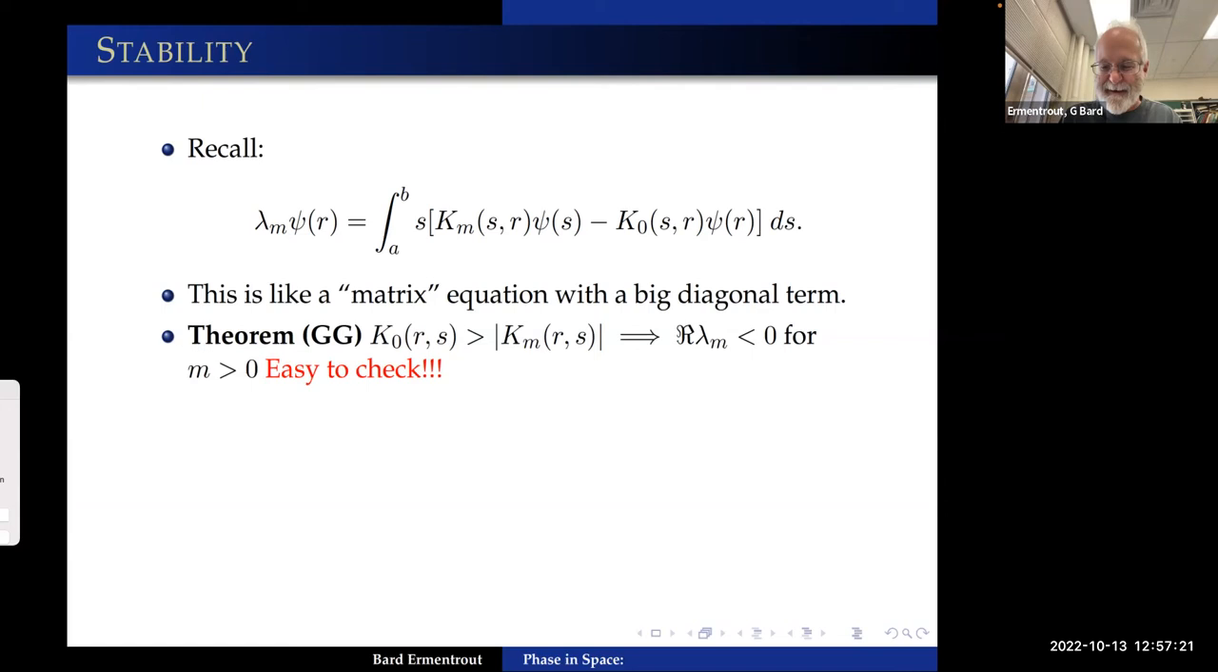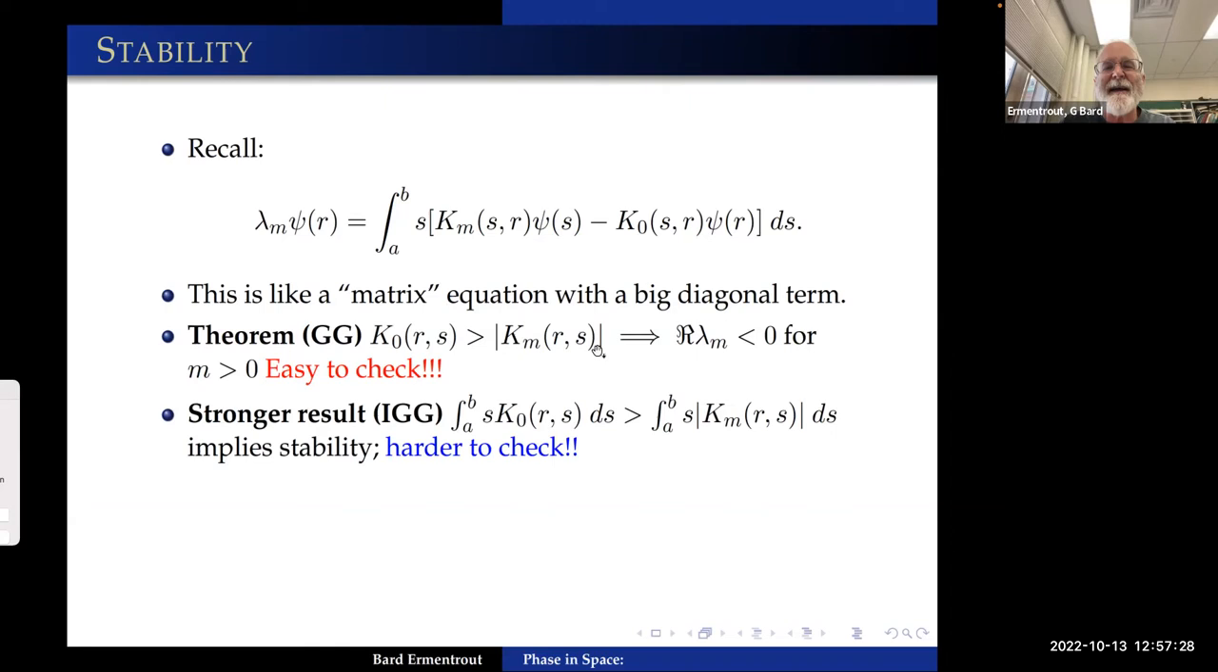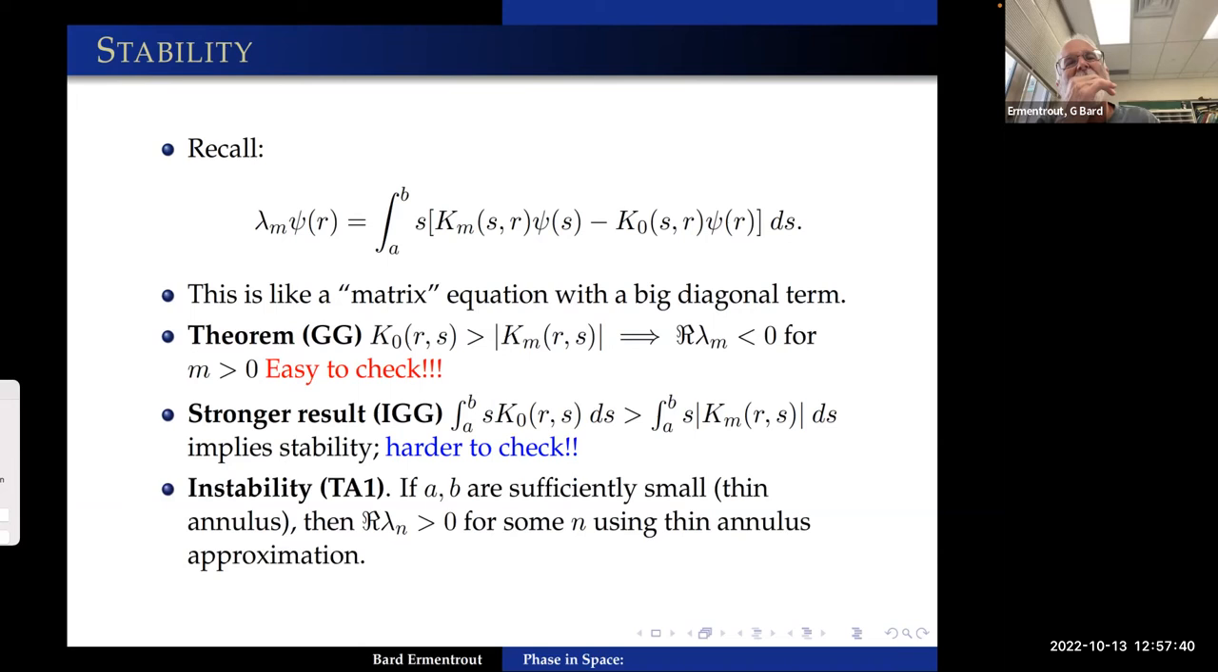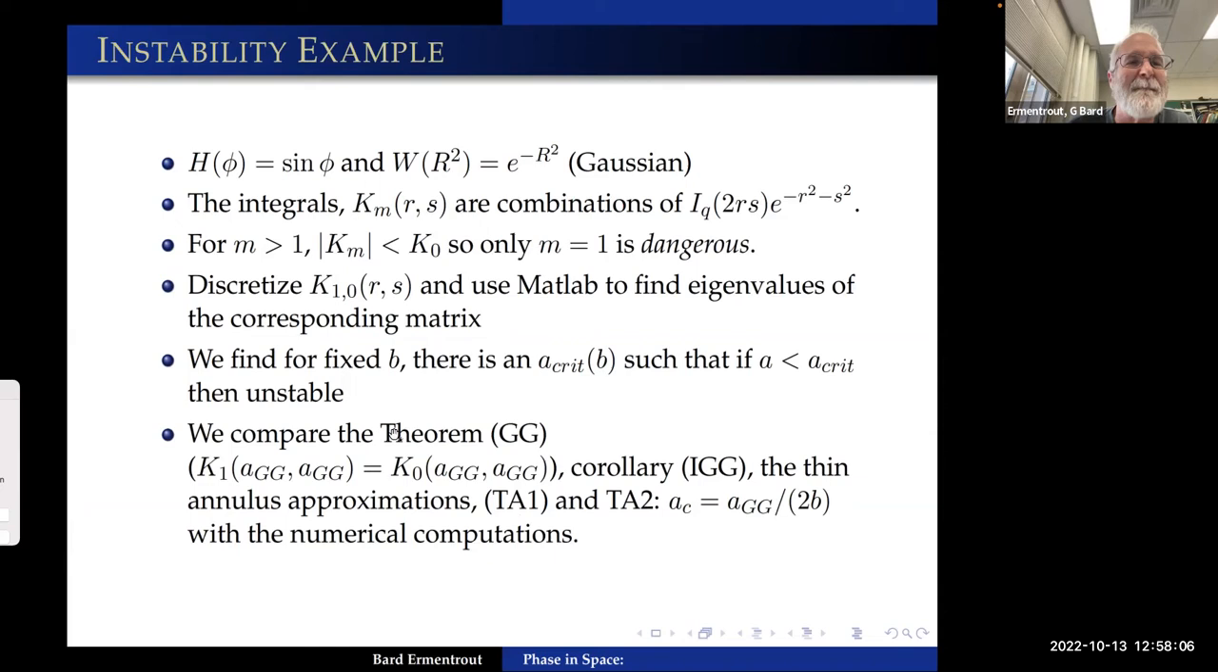There's a stronger result too, which is if I integrate this over S, then this is a little weaker assumption than this one. Then also I get stability. And one interesting question is, is there instability? It turns out if A and B, the inner radius and the outer radius, are small, so that's a thin, tiny little annulus, then you can prove the real part of lambda is greater than zero. So you can show instability. Okay. So I'm going to show you some examples in a second. If h of phi is sine phi and W of r is Gaussian, then these integrals are combinations of Bessel functions. And for m greater than one, Km is less than K naught. So only m equals one is dangerous.